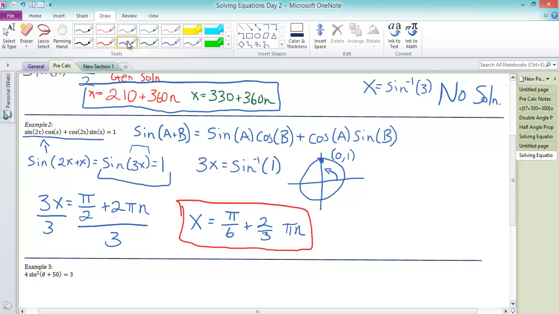And sometimes I don't want a general solution. A lot of you guys ask, well, Mr. M, when do we need general solutions? Guys, I want general solutions when you see x is in the set of all real numbers. So if you see this, this means general solution.